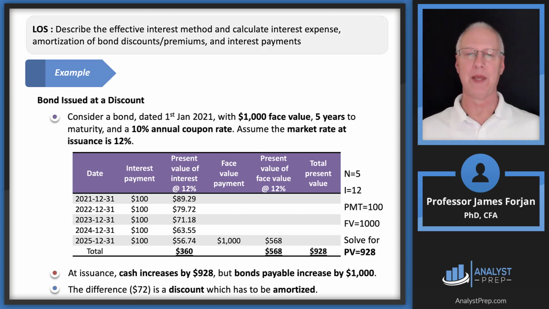And by the way, that PMT button really is the ordinary annuity button. Yeah, look at those interest payments, 100, 100, 100, 100. That's a 5-year ordinary annuity, so we just hit the PMT button. And then at maturity, after 5 years, we're getting the 1,000. So enter 1,000, then hit future value.